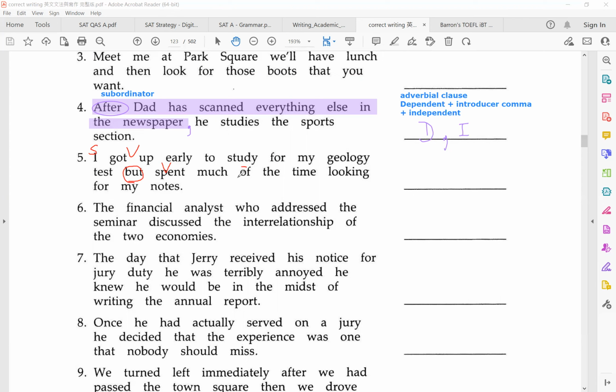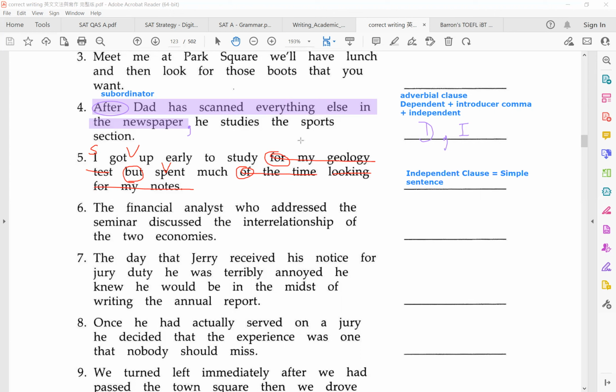So what happens next? Well, cross out my prepositional phrase, right? This is my participle phrase and also my prepositional phrase. So in essence, I got up early, but spent much time, right? And that is one independent clause, and that is a simple sentence. So no punctuation is needed in this case. Okay, I think we have time to do one more.